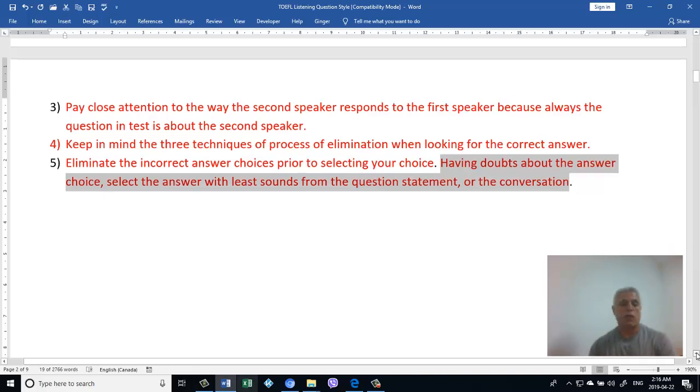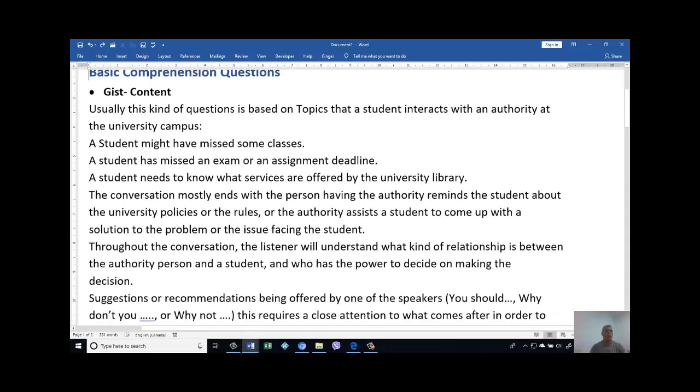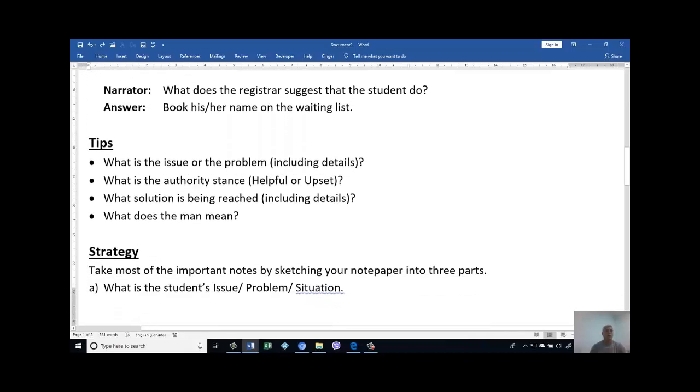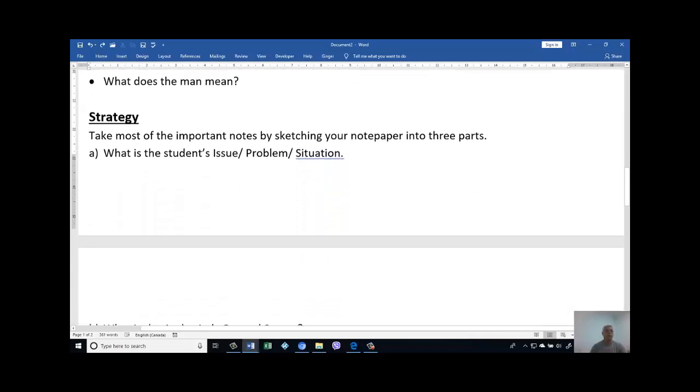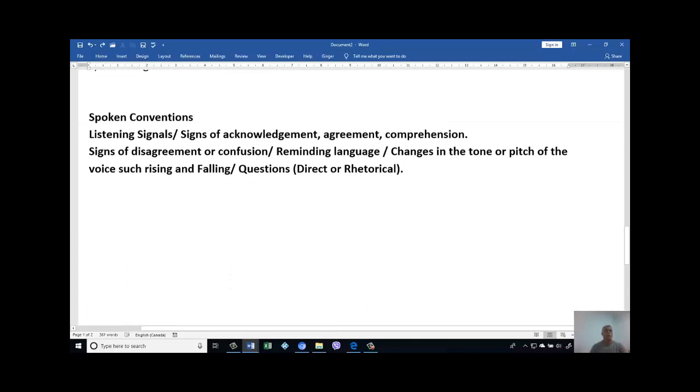Okay, let's go to how the questions look. We're starting with the TOEFL iBT listening question styles. We're going to start with basic comprehension questions, then we're going to describe the just content, and we can also have question styles, then tips, then strategy, then taking notes in TOEFL iBT, then spoken conventions.